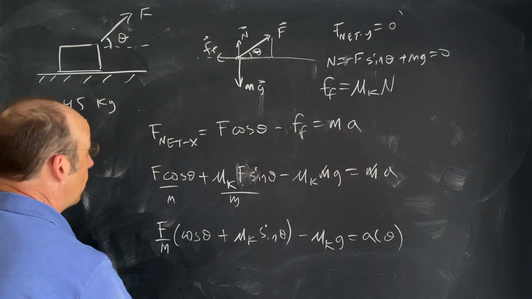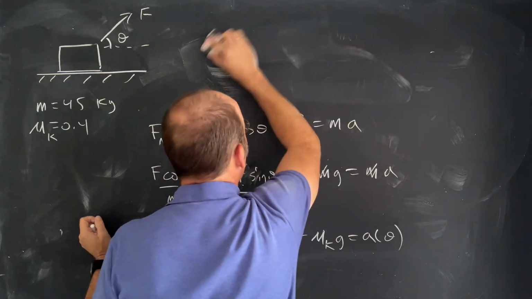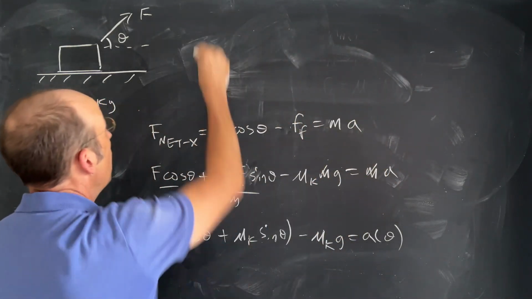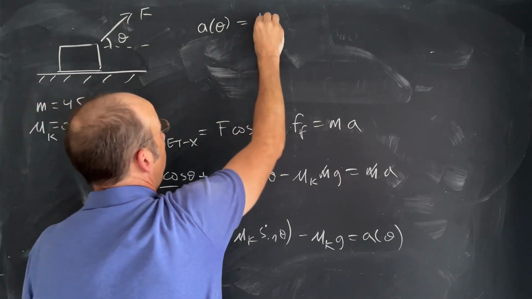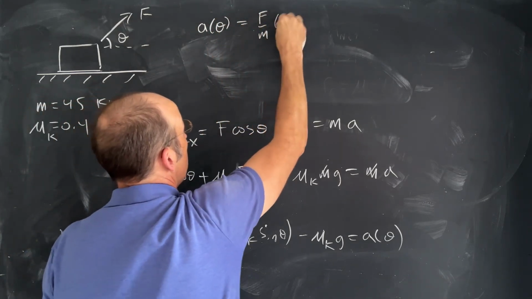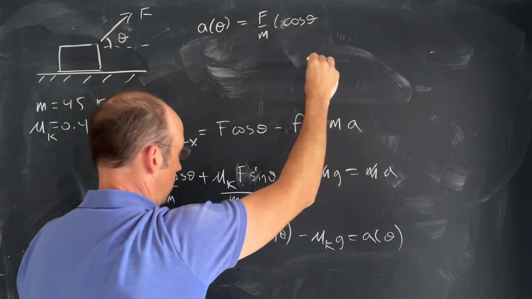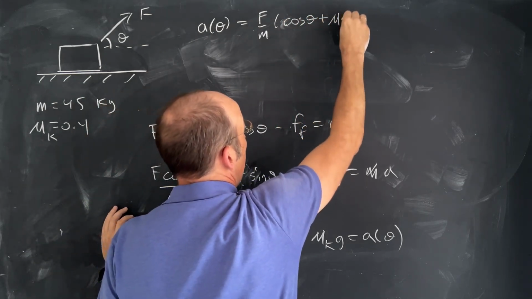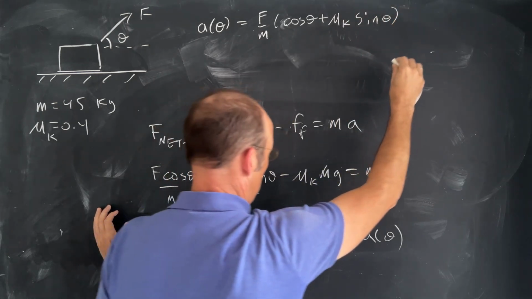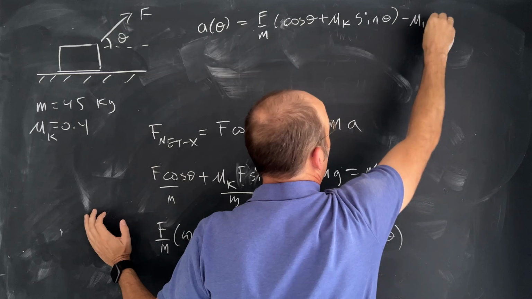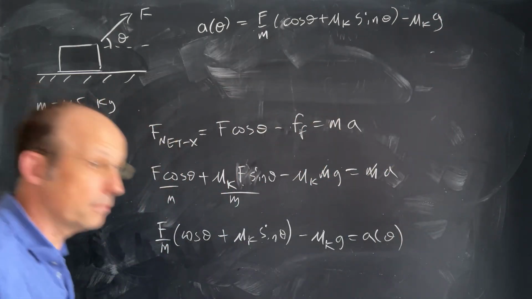I'm going to write that up here because it's very important and useful. a as a function of theta, F over m, cosine theta plus mu k sine theta minus mu k g.